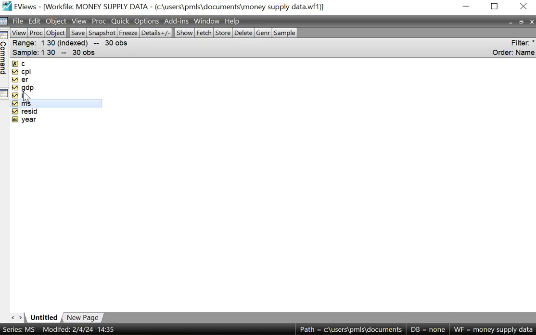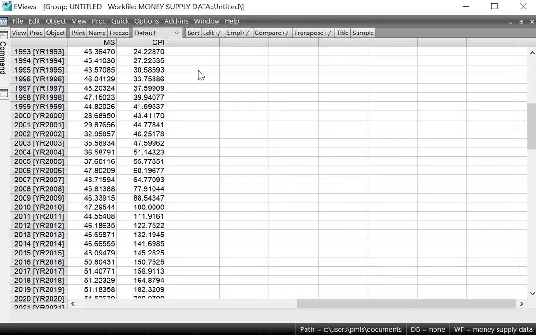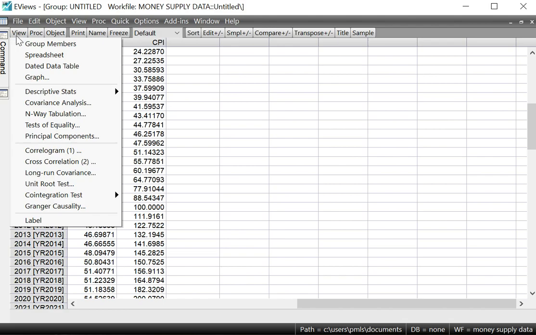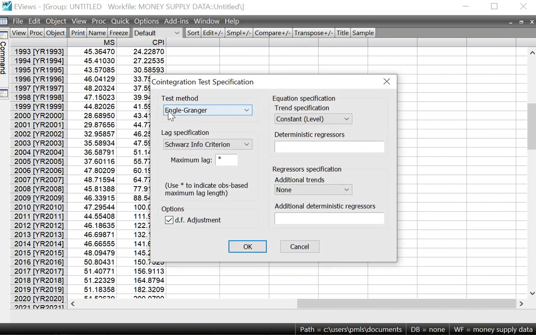Select money supply and CPI and open them as a group. Once you open it as a group, go to the views and there is the cointegration test. If you see Granger causality and cointegration test, this is the JJ method and this is the single equation cointegration test. Basically, the single equation cointegration test is your Engle-Granger test method, and all these conditions are already selected, so no need to change. Engle-Granger method of cointegration. Click OK.